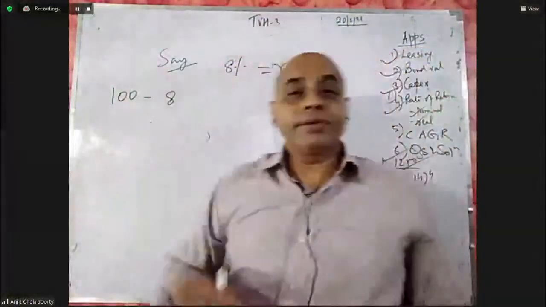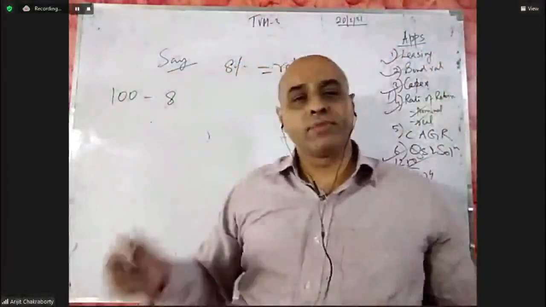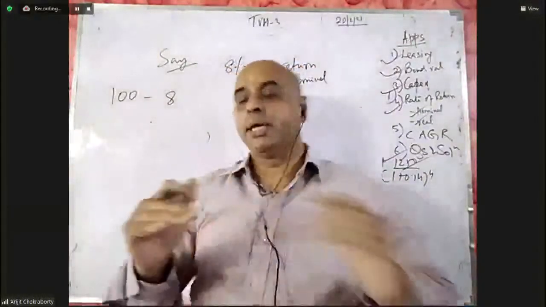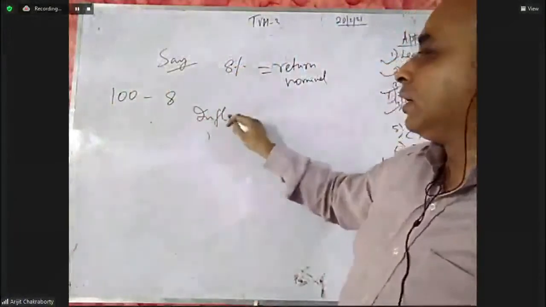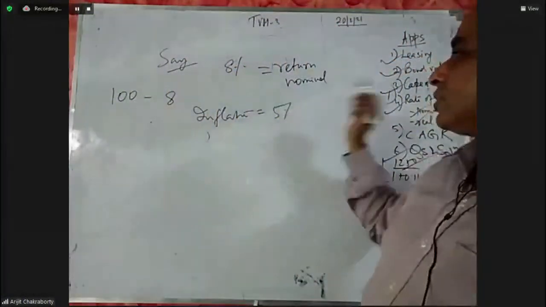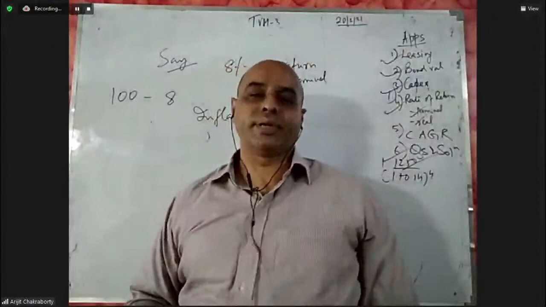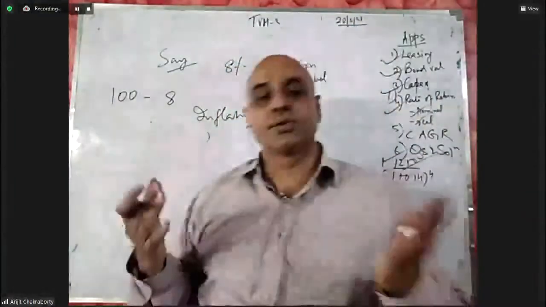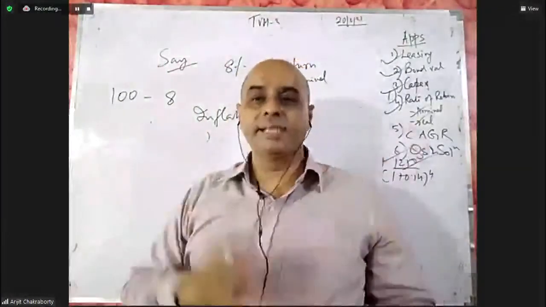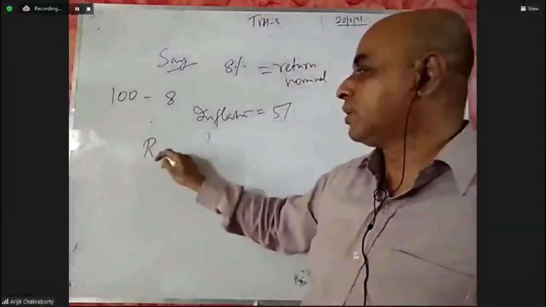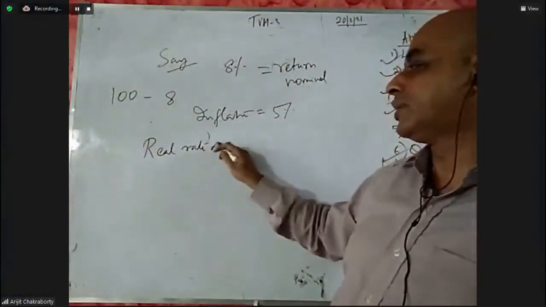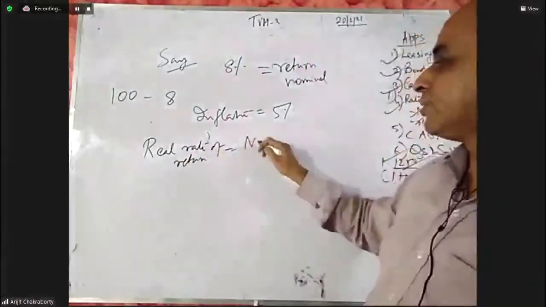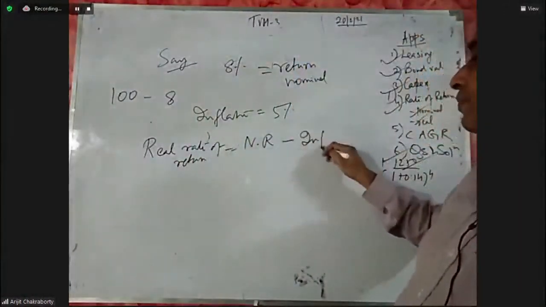Fine. But the inflation, now I have discussed about inflation in last 2 sessions. I hope it's all clear to you. Inflation is the general increase in price. So if the inflation is 5%, then what will be the real rate of return? So nominal rate is 8%, inflation is 5%, so real rate of return is 3%, 8 minus 5. So always remember the real rate of return is equal to the nominal rate minus inflation.